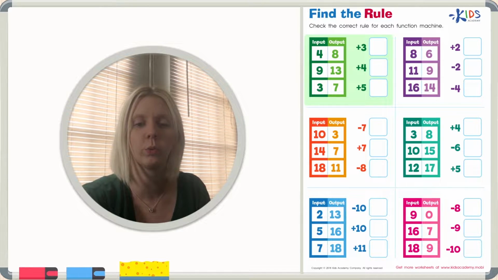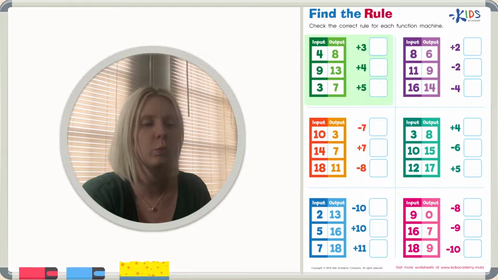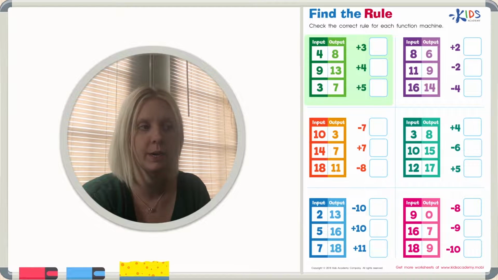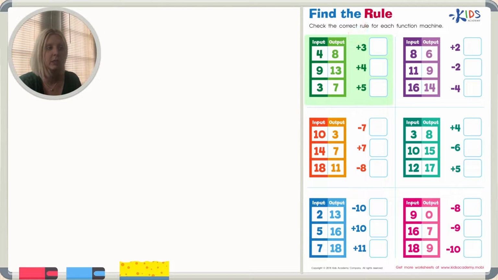So let's start with the first one. We're going to start with this green function machine right here, and it says input and output on the other side. So input is what we start with in our machine. So let's start with that first number right here, the number 4, and our output is going to be 8. That's what we come out with when we're all done with our machine. So I'm going to turn this into an equation, and I'm going to have 4 at the beginning and 8 at the end of my equation.